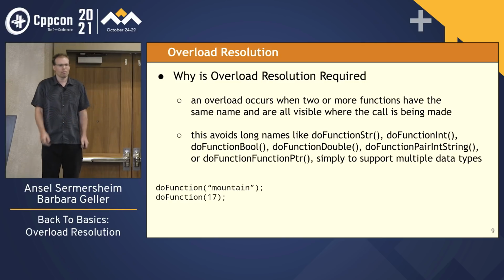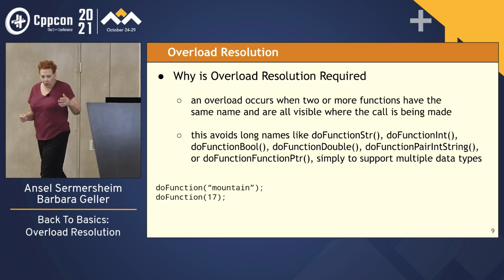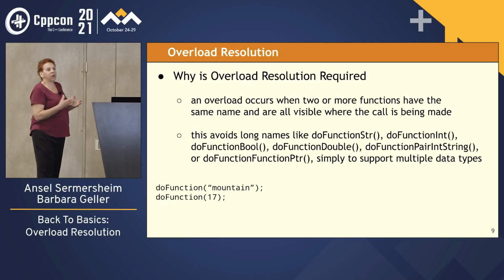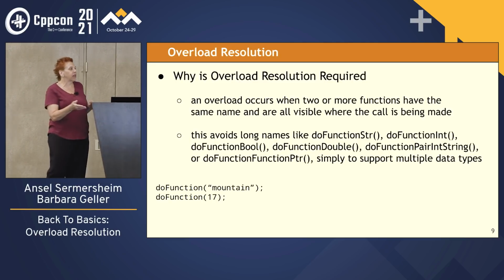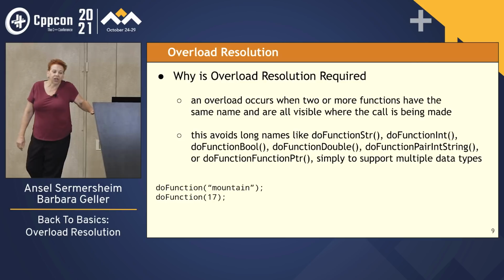So why is overload resolution required? Well, an overload occurs when two or more functions have the same name and are all visible where the call is being made. So we have a small example here of do function. In one case, it's passing, quote, mountain. In the other case, a 17. But we're using the name do function.